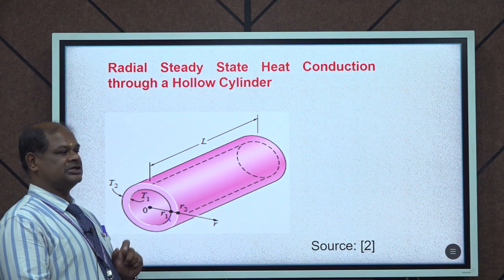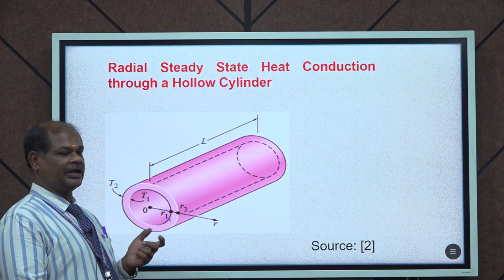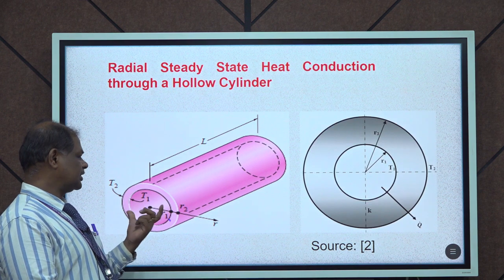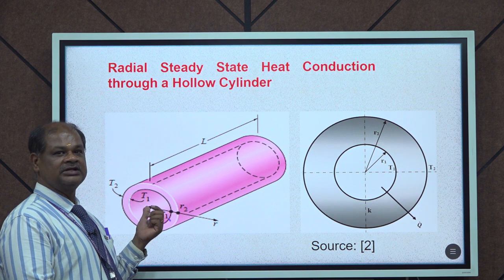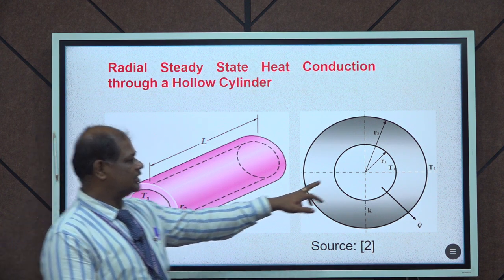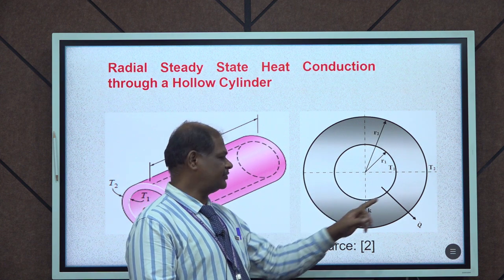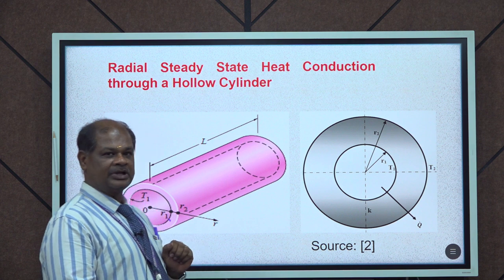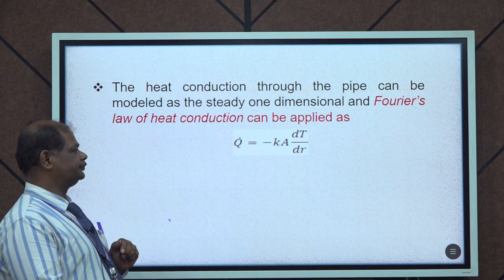Next we are going to see the heat transfer through the hollow cylinder. It is mainly used for pipes. Let us consider the hollow cylinder. The inlet radius is R1 and the outlet radius is R2, then T1 is the inlet temperature whereas T2 is the outlet temperature, and K is the thermal conductivity of the hollow cylinder.